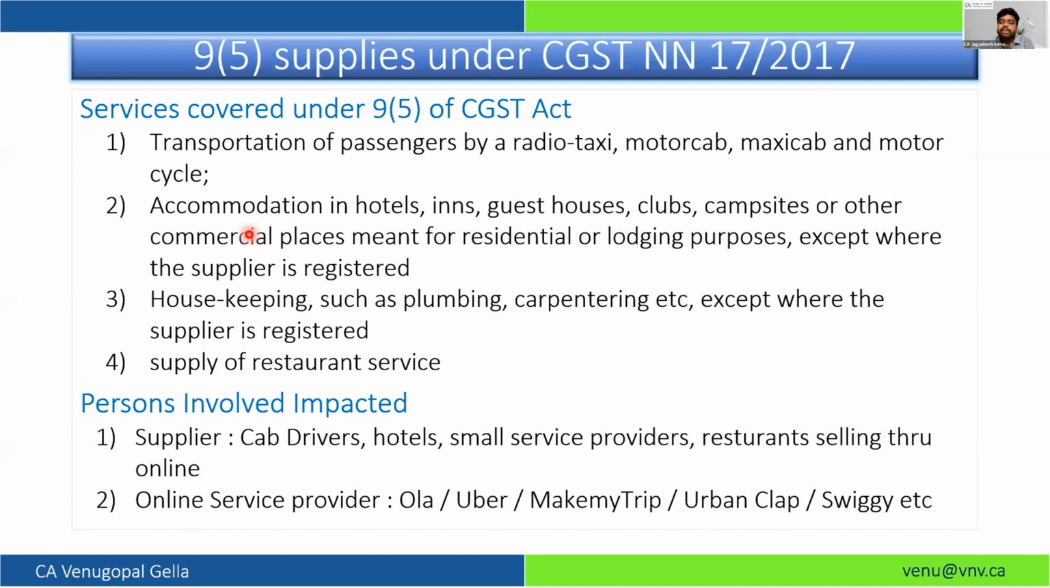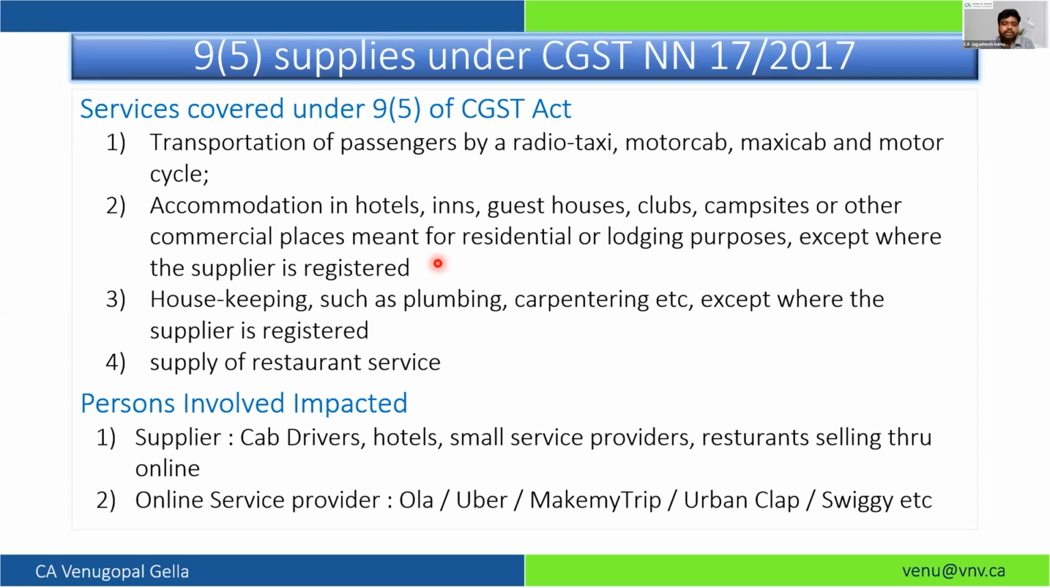These are specified supplies made through the e-commerce operator, on which tax is required to be paid by the e-commerce operator. These are the specified supplies notified by notification number 17/2017. We'll see what they are. First one is the transportation of passengers by radio taxi, motor cab, maxi cab, and motorcycle, and hotel accommodation in inns, guest houses, clubs, campsites, or other commercial places, except for residential or lodging purpose, except where the supplier is registered. In case the supplier is registered, the e-commerce operator is not required to pay tax under RCM.